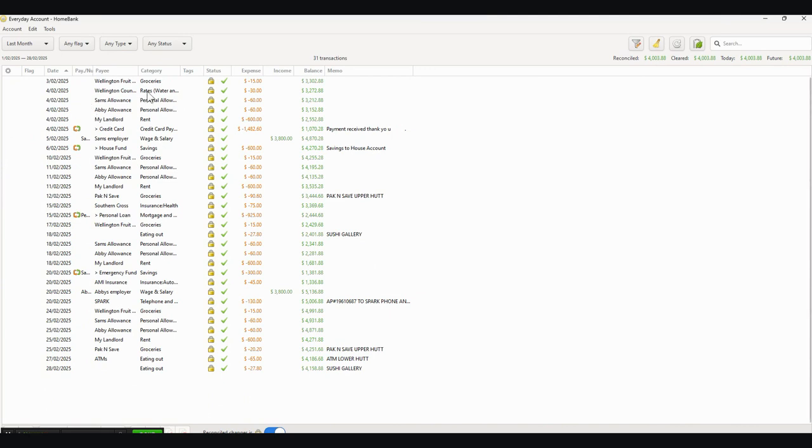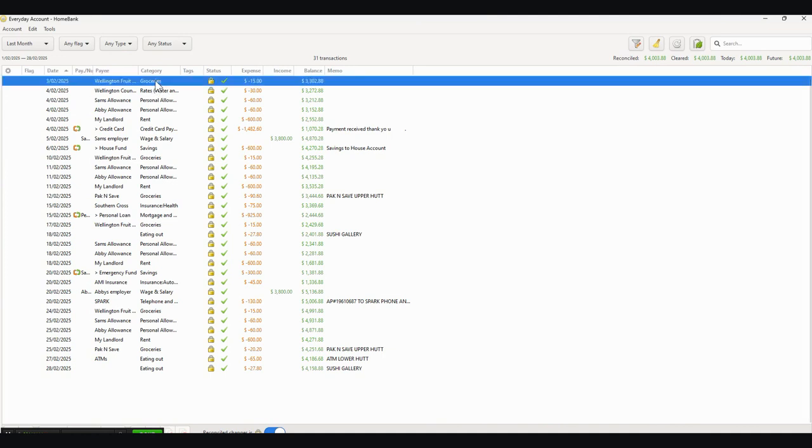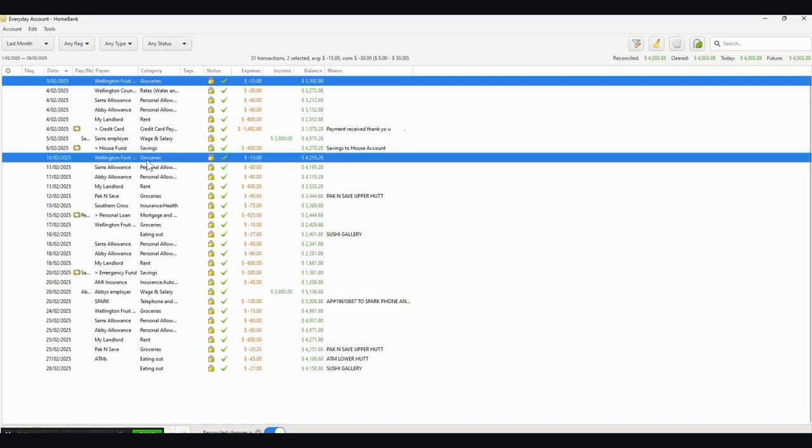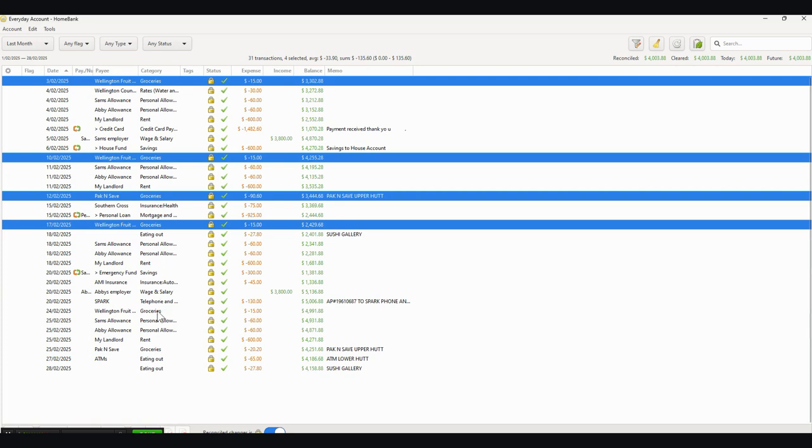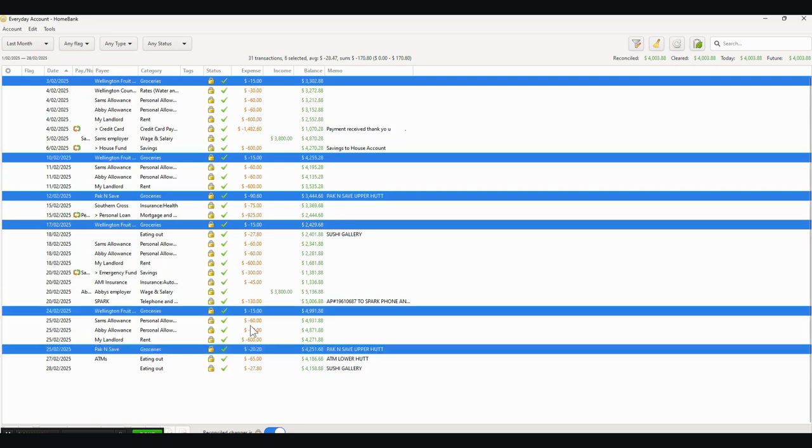Now, if you're doing this on a weekly basis or a daily basis and you want to see how your categories are going, you can click on each one, hold the control key down, look for groceries, and here's groceries again, and here's groceries again, and there's groceries again. By highlighting all of those, holding the control key down and clicking on them, if you go up the top, you can see that in total so far they've spent $170.80 on groceries in this account.